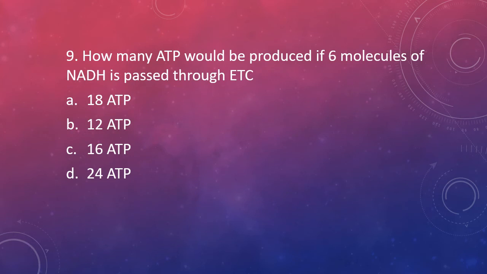Question 9. How many ATP would be produced if 6 molecules of NADH is passed through electron transport chain? Option A, 18 ATP, 12 ATP, 16 ATP or 24 ATP. The correct answer is option A, that is 18 ATP would be produced. One molecule of NADH produces 3 ATP molecules. So 6 NADH produces 6 times 3 is 18. So 18 ATP molecules.